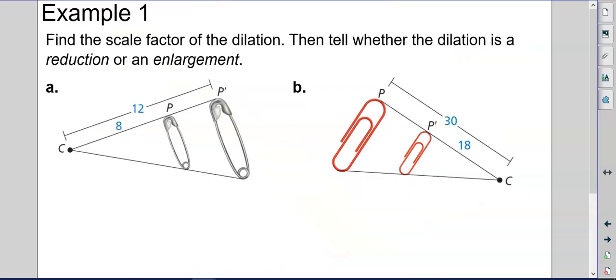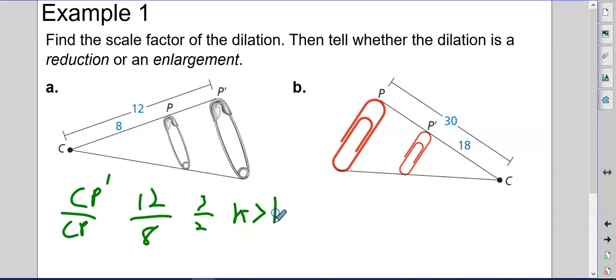So let's get into the actual application of this. Remember, the scale factor is CP prime over CP. Now, CP prime is 12. CP is 8. If we reduce this by 4, 12 over 8 is 3 over 2. 3 halves, my scale factor is greater than 1. So that's an enlargement. It's getting bigger.